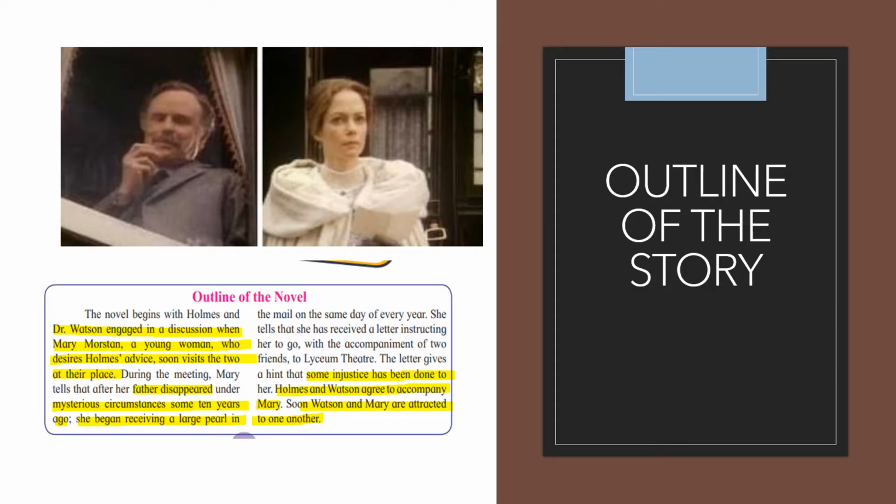The picture that you can see on the slide in front of you is of Miss Mary Maudsley and Dr. Watson. So the novel begins with Holmes and Dr. Watson engaged in a discussion when Mary Maudsley, a young woman who desires advice from Sherlock Holmes, visits the two at their place. During the meeting, Mary tells Sherlock Holmes about her father's disappearance under mysterious circumstances some 10 years ago. And after that, she started receiving large pearls on the same day every year.